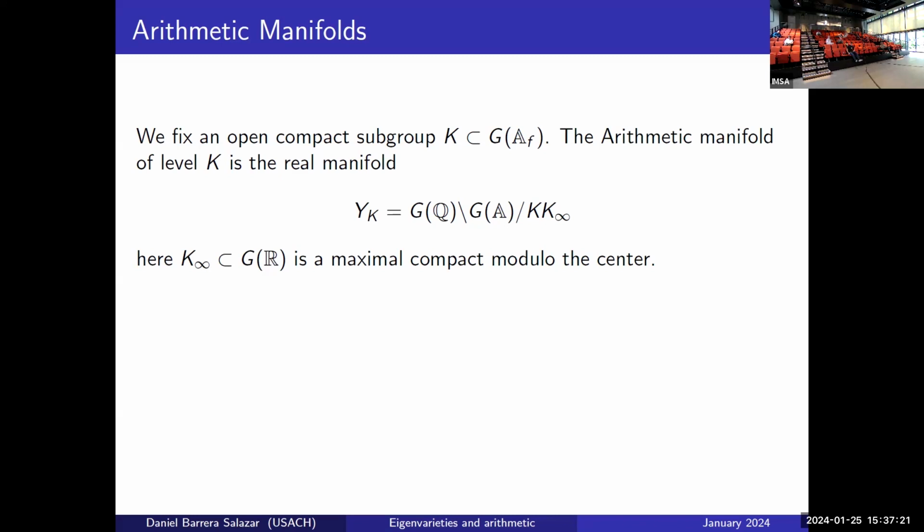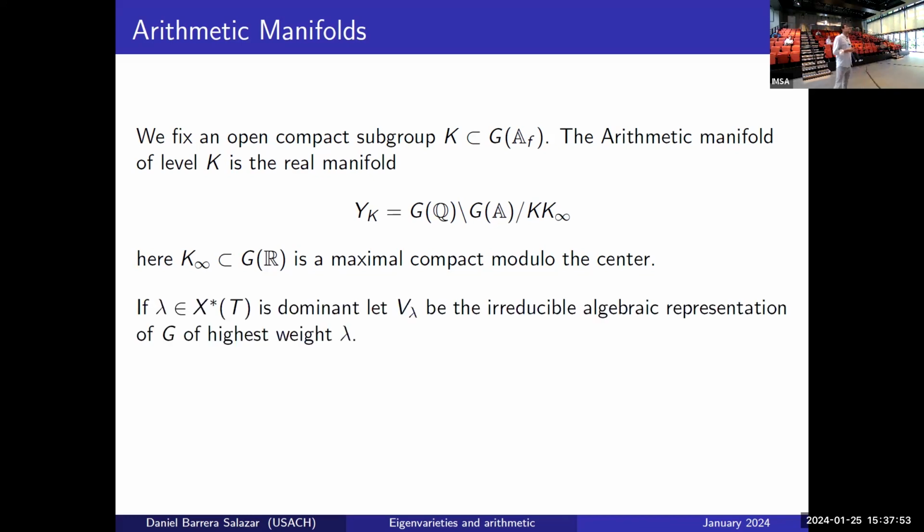In general, you have real manifolds that, for example, if you take GL3 or GL4, this is not an algebraic manifold, right? In this case, yes, it's a Riemann surface and has an algebraic structure. But in general, no. For example, for GL4, you get a real manifold of dimension 9. Okay, these are the real arithmetic manifolds that we are using.